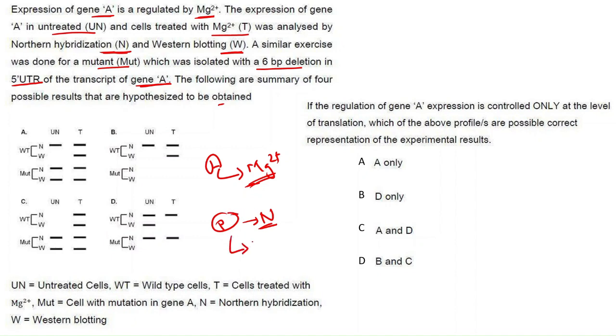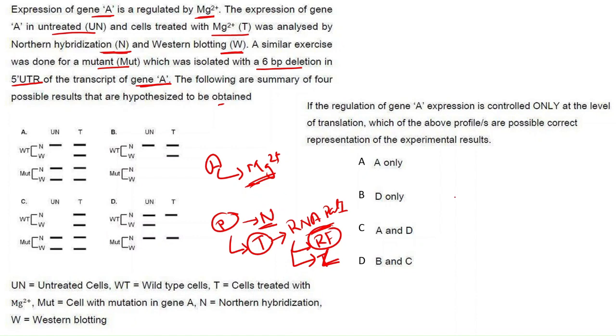So first let's see what the role of Mg2+ in transcription is. Mg2+ helps in transcription by assisting the RNA polymerase. Okay, it helps in the formation of the transcription fork. So that's why Mg2+ is very essential for transcription also.